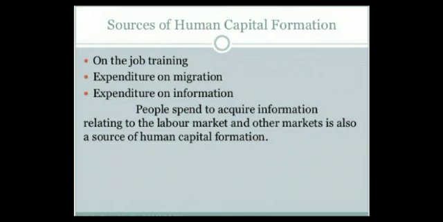Expenditure on migration. People migrate from one place to another in search of jobs that fetch them higher salaries. So unemployed people from rural areas migrate to urban areas in search of jobs. So expenditure on migration is a source of human capital formation, as the enhanced earning in the migrated place is more than the increase in cost due to migration.